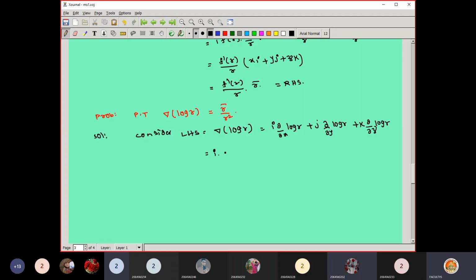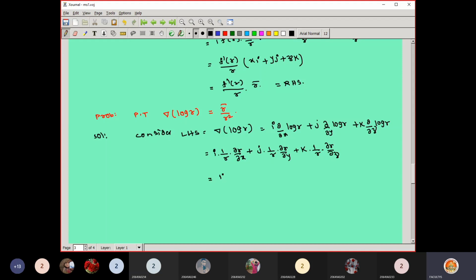Similarly, the derivative ∂/∂x of log r can be taken as 1/r into ∂r/∂x. Whenever you are taking any type of derivative of log r, it is 1/r into ∂r/∂x. So plus j, the log r derivative is 1/r into ∂r/∂y, plus k, the derivative is 1/r into ∂r/∂z.